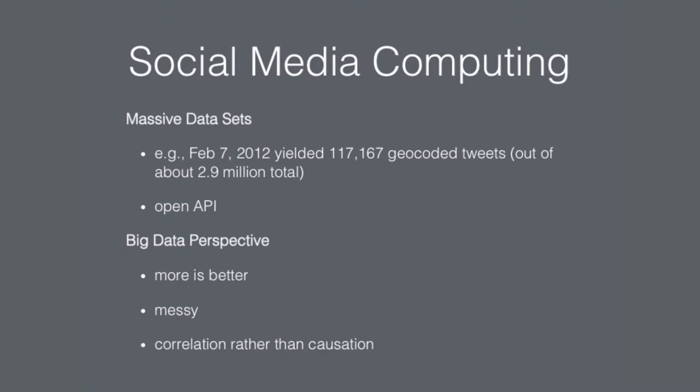And the perspective that one takes in this analysis is maybe a little unusual or uncomfortable to traditionalists. More is better. More information is always better than less information. It's very messy. It's not necessarily that precise. There'll be redundancy and errors in it. And we move away from causation.